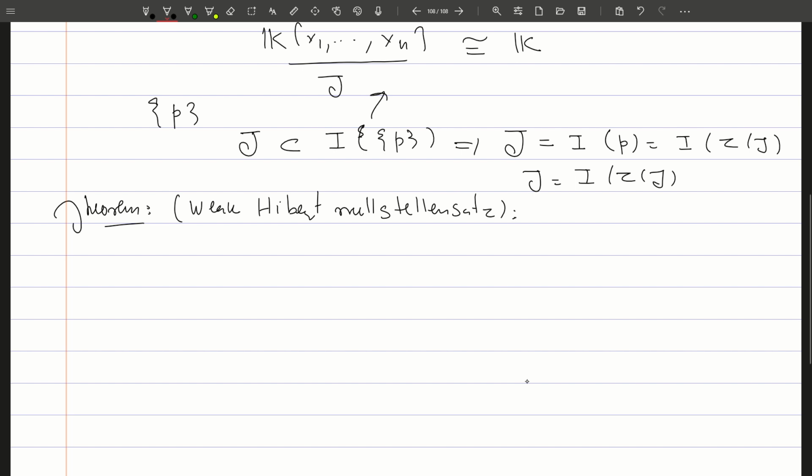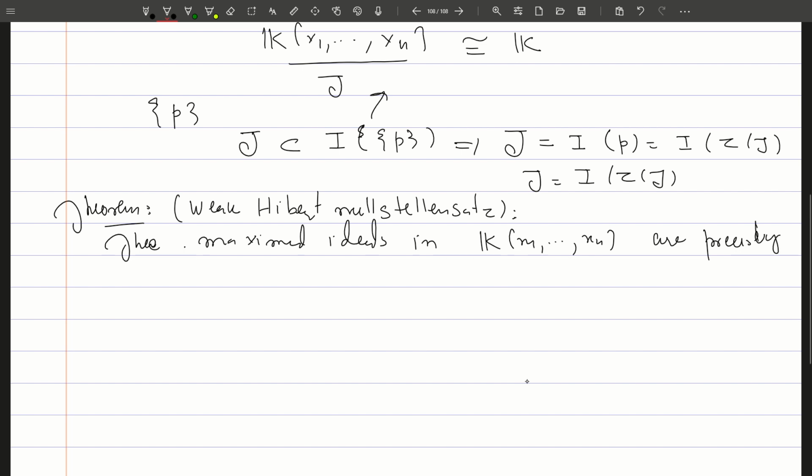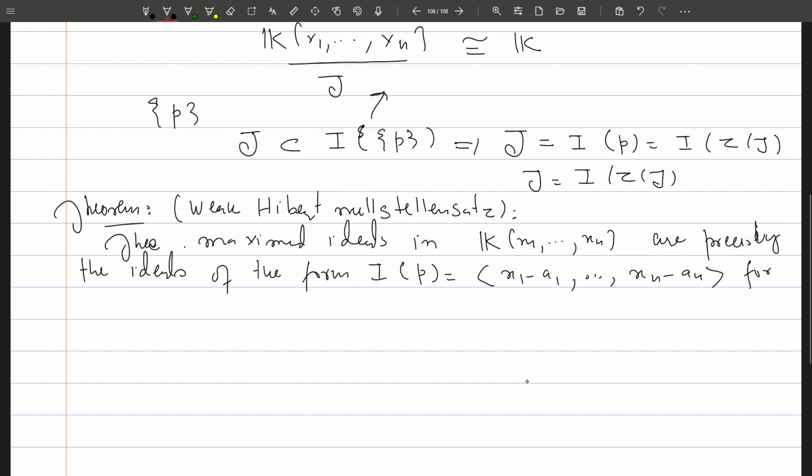So the maximal ideals in the polynomial ring k[x1 through xn] are precisely the ideals of the form I of the singleton P, which is the ideal generated by x1 minus a1 through xn minus an, for some point P equal to (a1 through an) in the affine space. So this is the weak Hilbert Nullstellensatz.